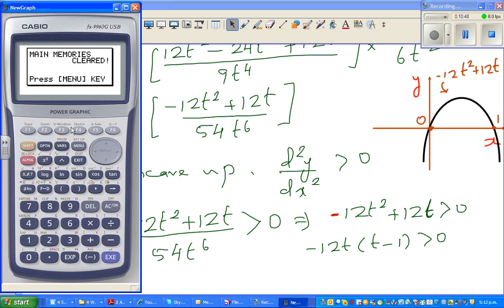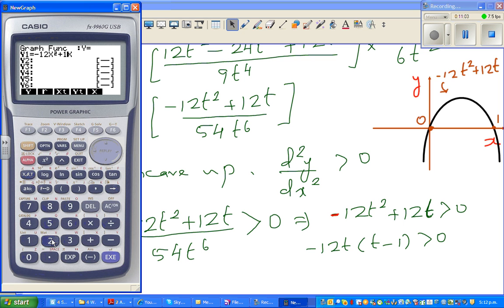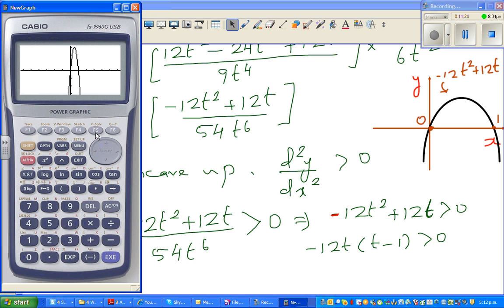So if you get your calculator out, menu, graph, and then you type in minus 12x squared plus 12x. Let me make the scale a bit bigger, 10 by 10 will do. So this is not drawn to scale, so let me make it smaller. Okay, so this is what I'm saying. So this is your parabola, an upside down parabola. So if you go G-Solve, one root is 0, 0, the other root is 1, 0. Okay, this is not drawn to scale.